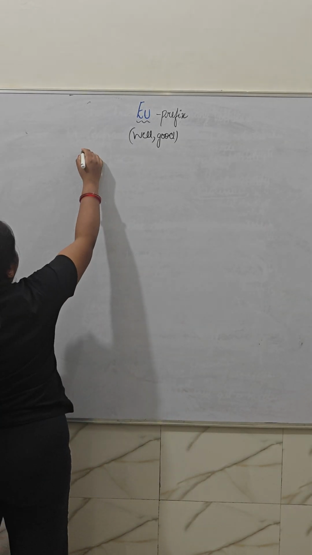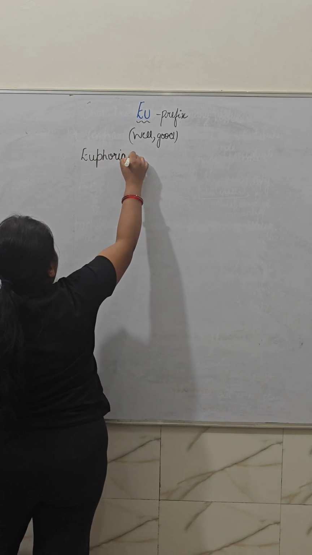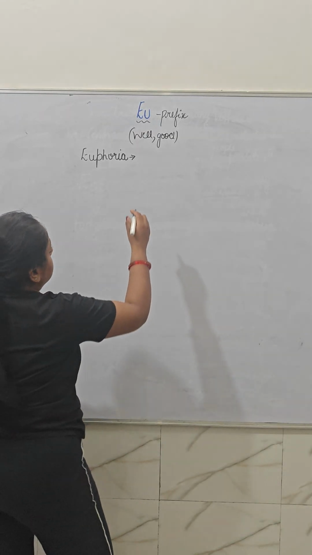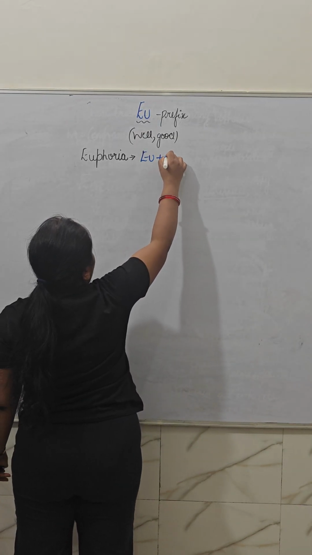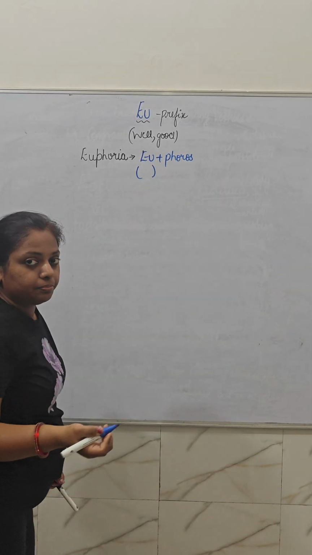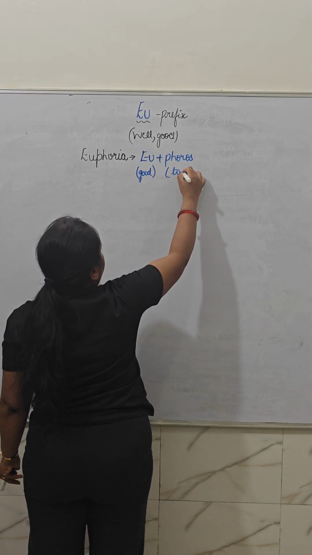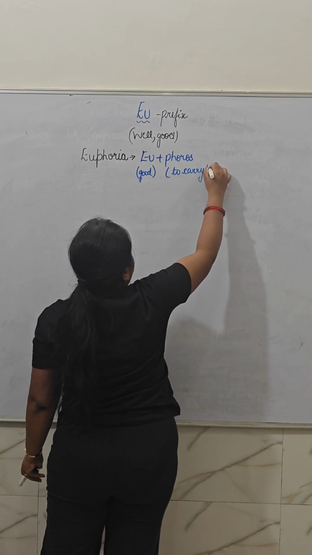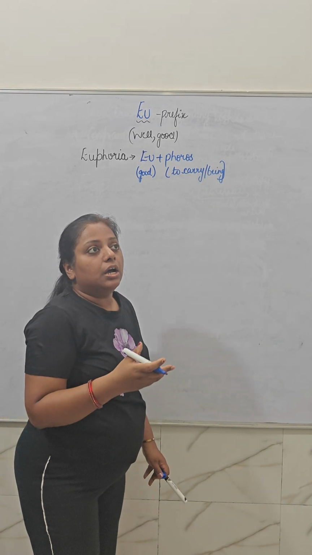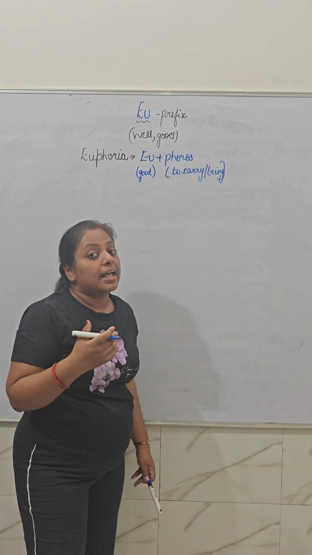Beginning with the first word, euphoria. Now you can break this word into two: EU plus phoros. EU means good, and phoros means to carry or to bring. The simple meaning of euphoria is a state of mind where a person is really happy and excited at the same time.